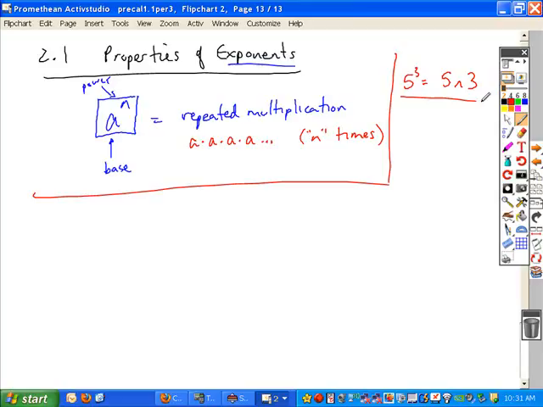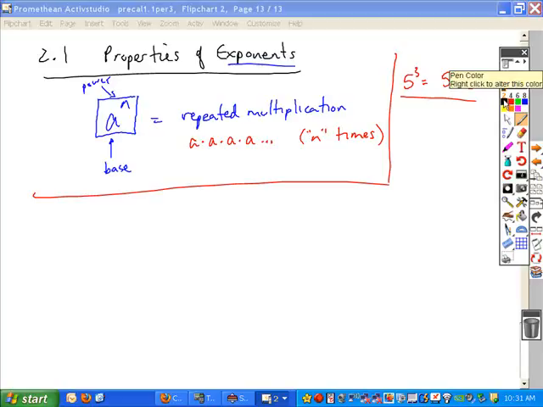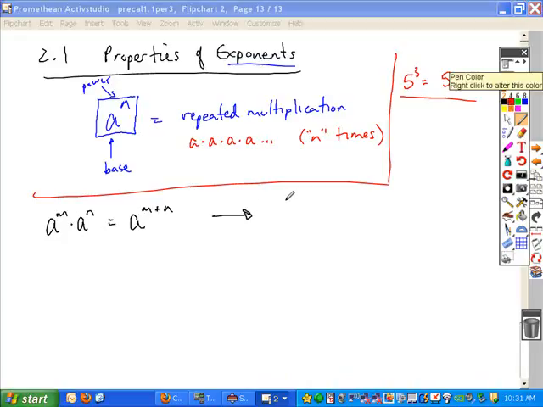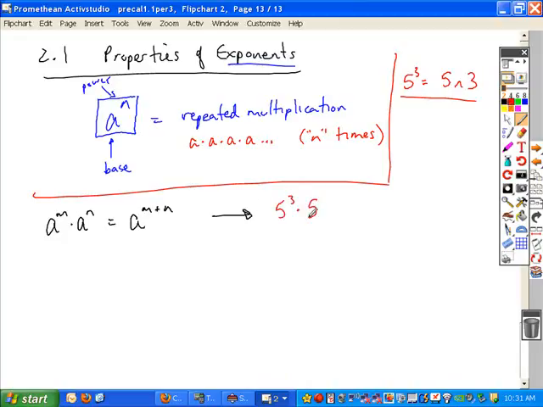There are several properties of exponents that you need to be familiar with. You should have been exposed to these before, but if you take two exponents with the same base and you multiply them, do you remember what you do with their powers? You add the powers. So 5 cubed times 5 squared is equal to 5 to the 3 plus 2, or 5 to the 5th.